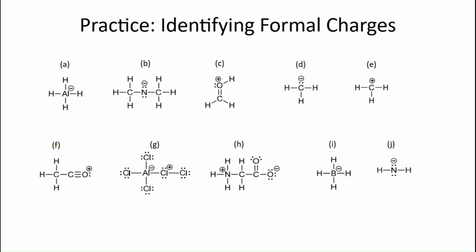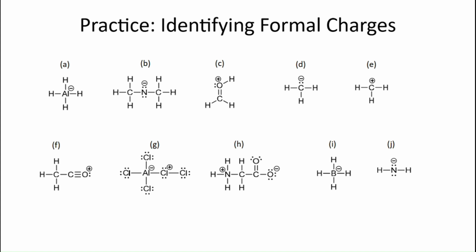Structure A. Aluminum is in group 3A of the periodic table, and it should therefore have 3 valence electrons. In this case, the aluminum atom exhibits 4 valence electrons, 1 for each bond. With 1 extra electron, this aluminum atom will bear a negative charge. Structure B. Nitrogen is in group 5A of the periodic table, and it should therefore have 5 valence electrons. In this case, the nitrogen atom exhibits 6 valence electrons, 1 for each bond and 2 for each lone pair. With 1 extra electron, this nitrogen atom will bear a negative charge.